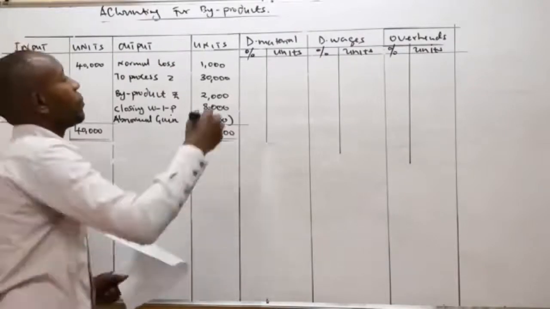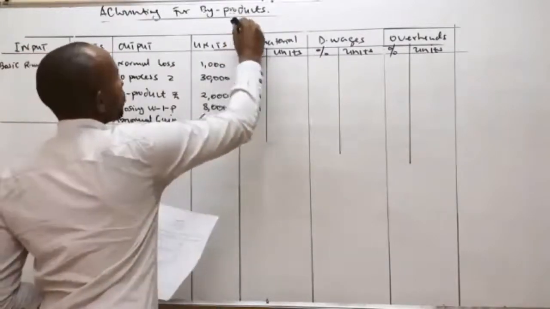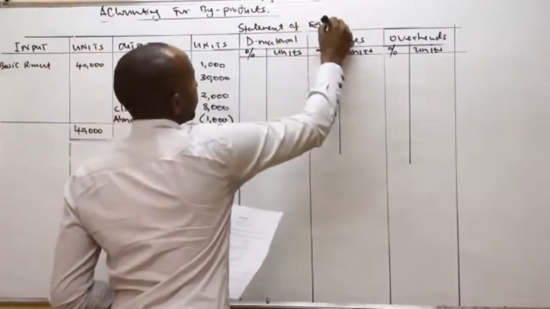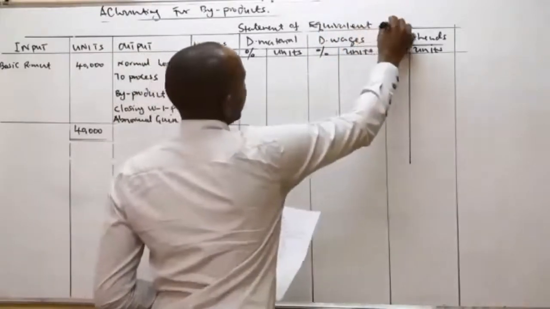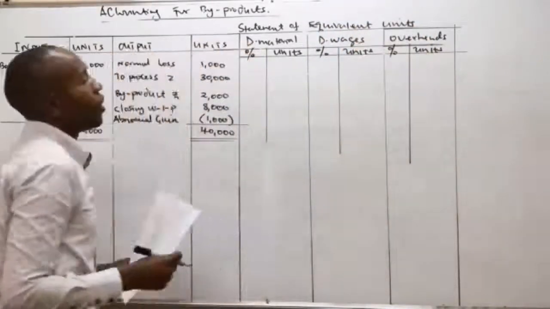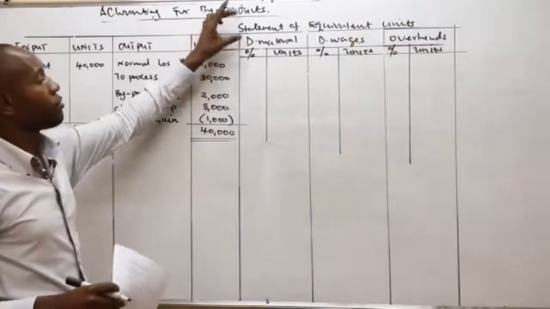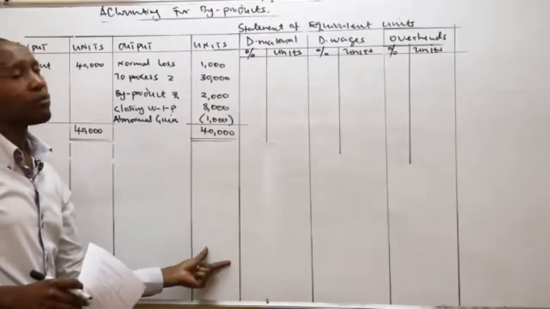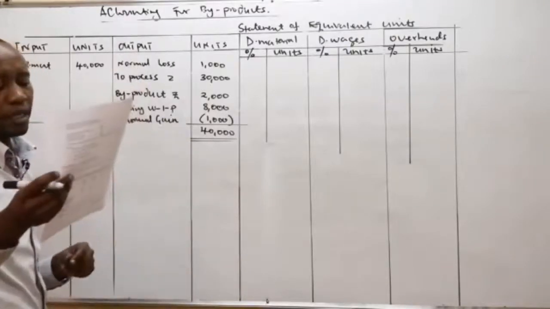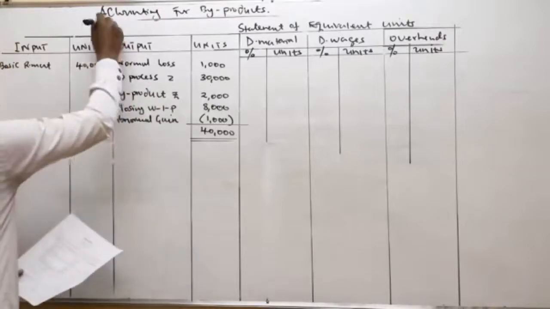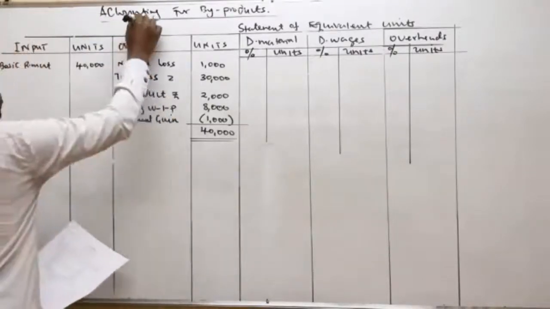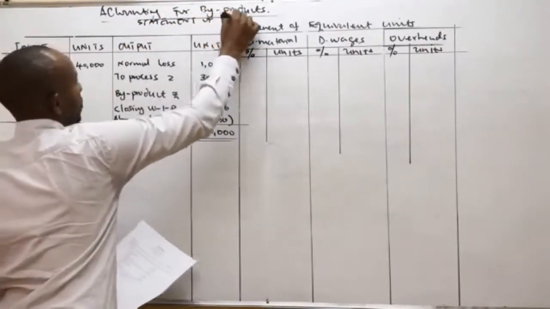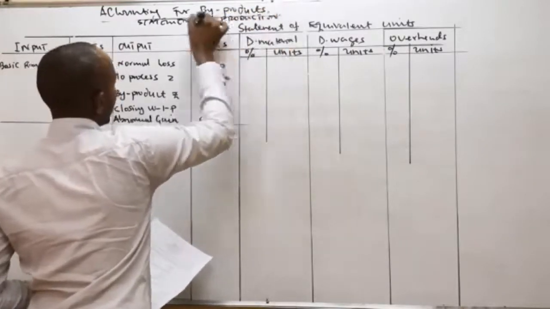So let's get the what? This we called the statement of equivalent units. All the three combined, the statement of equivalent units, the statement of cost, and then the statement of evaluation, is what will form the statement of production. So all these will form the statement of production.